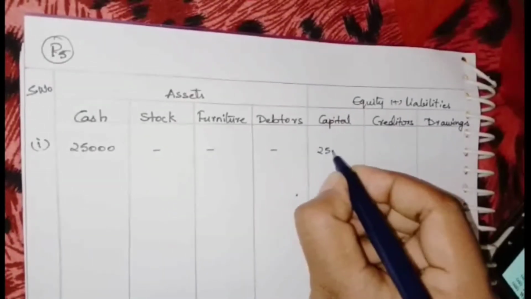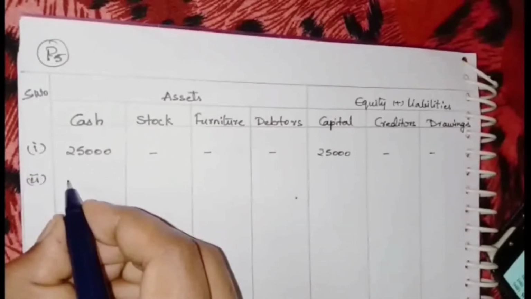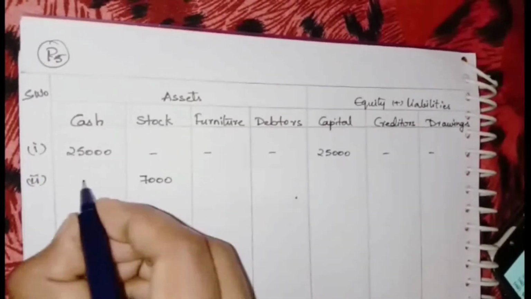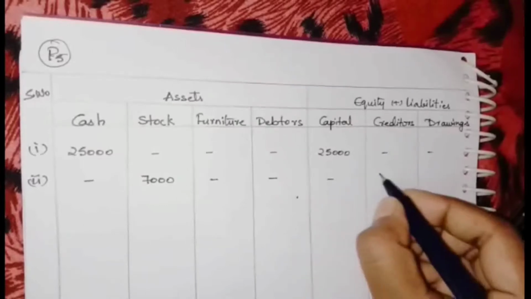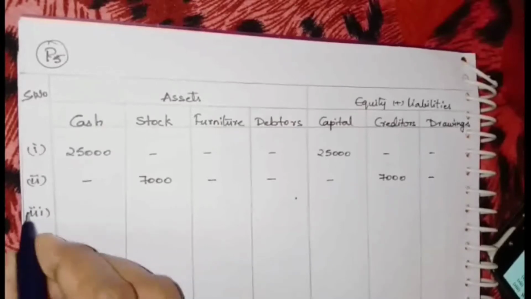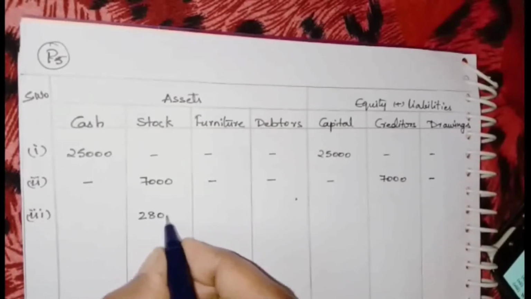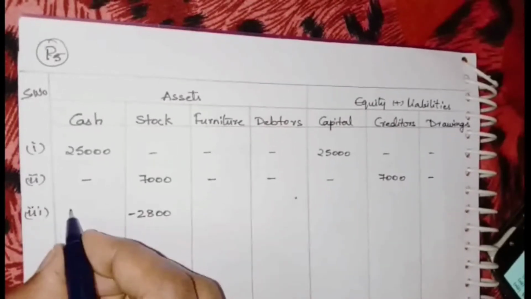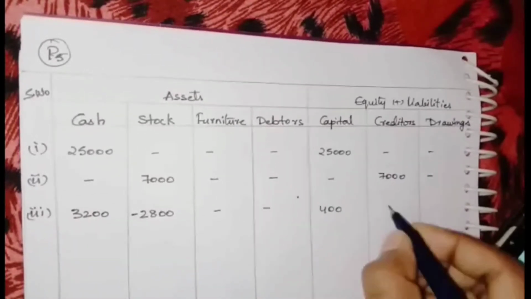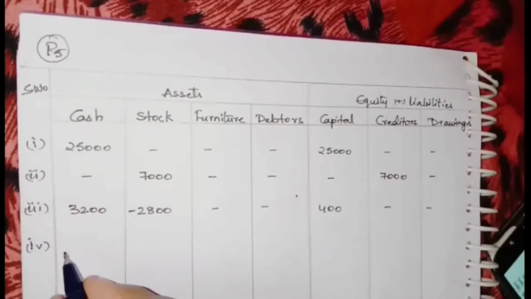Raj started business with cash 25,000. Add up the cash and capital, and total the columns. Second, he purchased goods on credit. It is a credit purchase, therefore stock is getting added to the business, and creditors 7,000. Total the columns. Third, he sold goods for cash, stock costing 2,800. We have to reduce the stock because we are selling it, and what we get in return is cash, that is 3,200, and the profit is 400, added to the capital.